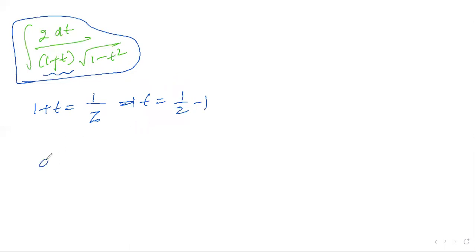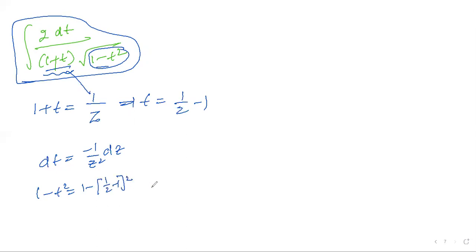When I go for dt, dt is equal to minus 1 by z square dz. This is clear. I wanted to go for 1 minus t also. 1 plus t means you can write 1 by z. So 1 minus t square means what can I write? 1 minus t is equal to 2 minus 1 by z, which I should simplify. After simplifying, you are going to get 2z minus 1 by z square.